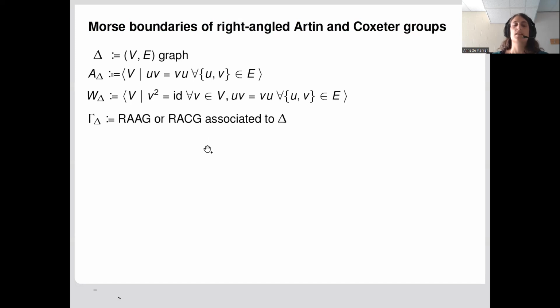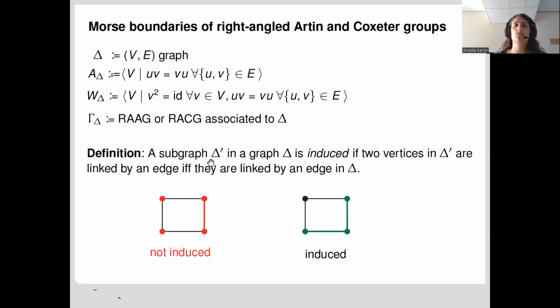And now, before we come to the theorem, we have to understand what induced subgraphs are. If we have a subgraph delta prime in a graph delta, then it is induced if two vertices in delta prime are linked by an edge if and only if they are linked by an edge in delta. For instance, this red graph here is not induced, because we have these two vertices contained in the red graph, but there is an edge which is not contained in this graph. But this here is a positive example which is induced.